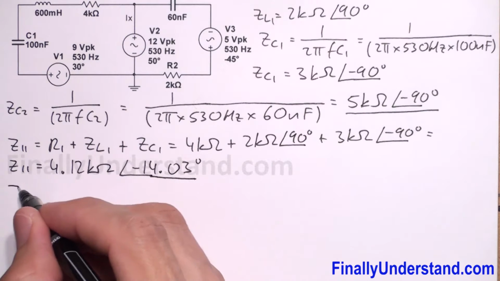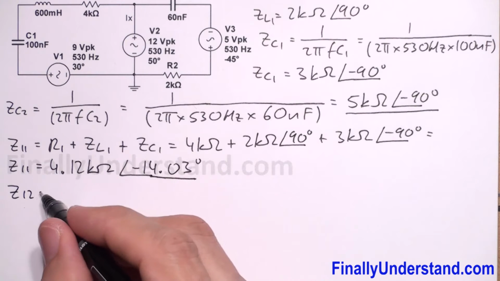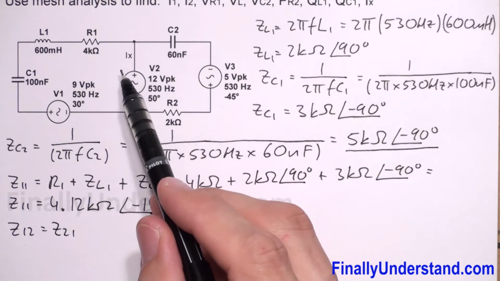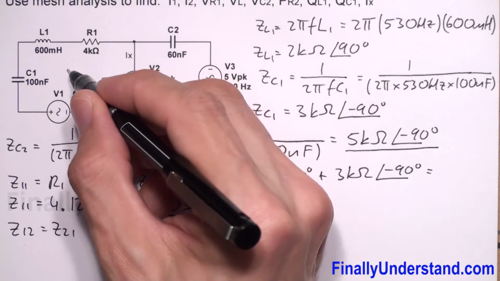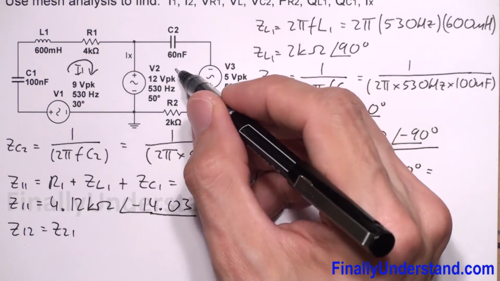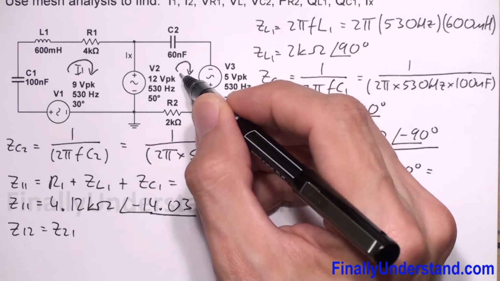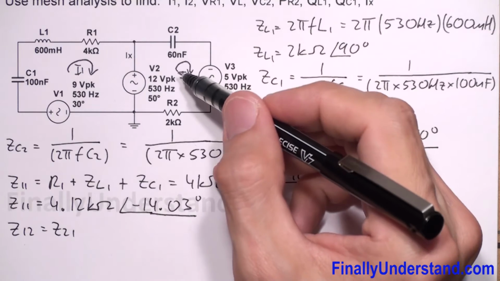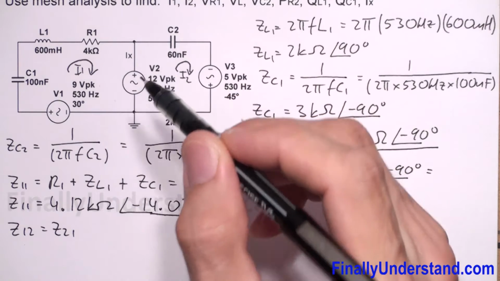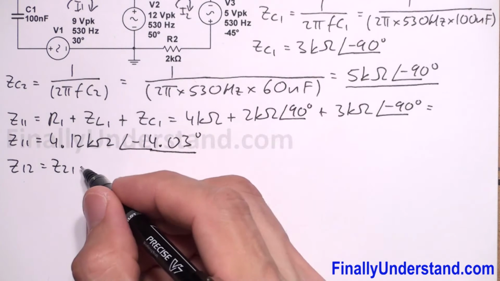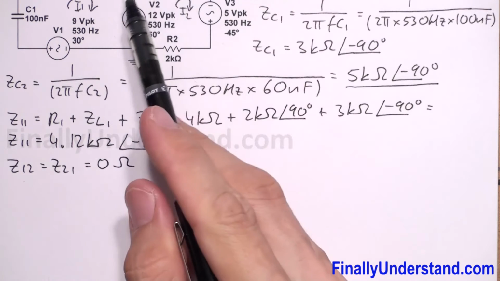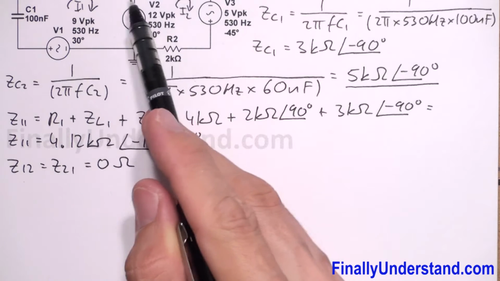Next, I'm supposed to find Z12, which is equal to Z21. Z12 and Z21 are the impedance between loop 1 and loop 2. Let me remind you, this is my loop 1, and I'm going to have loop current I1. This is also called mesh current. In loop 1, and this is going to be my loop 2, I2. So there is no resistor or capacitor or inductor between these two loops. That's why I'm going to say that Z12 is equal to Z21, and this is equal to 0 ohms, because I do not have any impedance between these two loops.